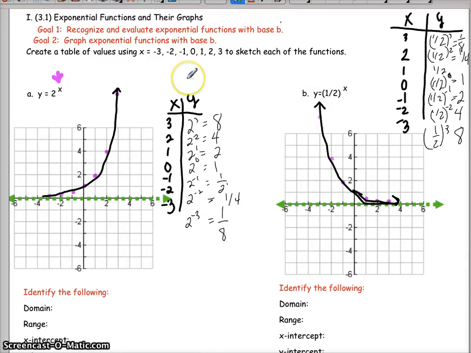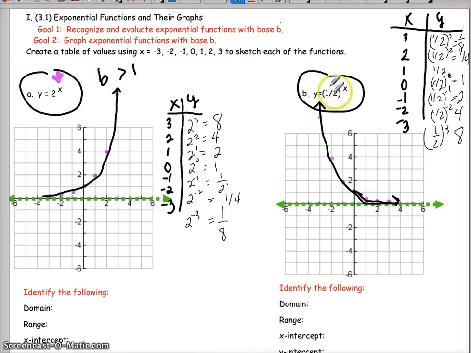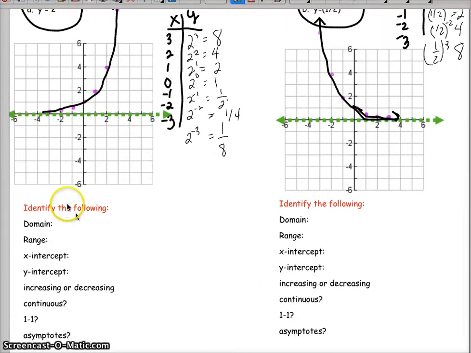What I'd like you to do at this time is to compare the bases of each function. Notice that the base of A is a value greater than 1. The base of B is between 0 and 1. So functions whose bases are greater than 1 are increasing. Exponential functions whose bases are between 0 and 1 are decreasing. What I'd like for you to do right now is pause the screencast and identify the following information.